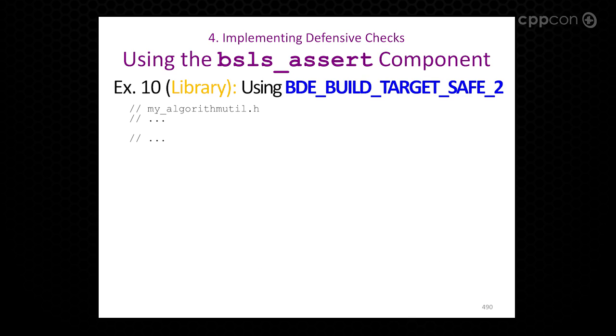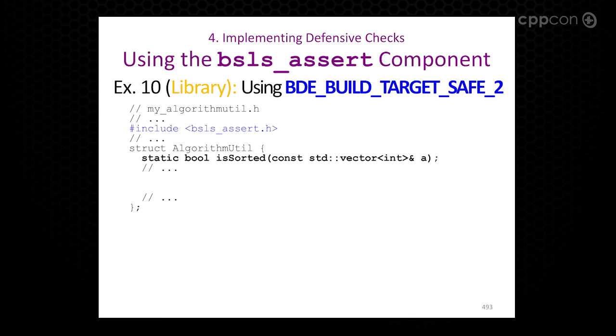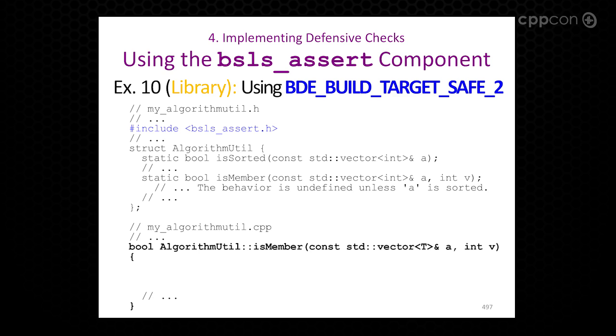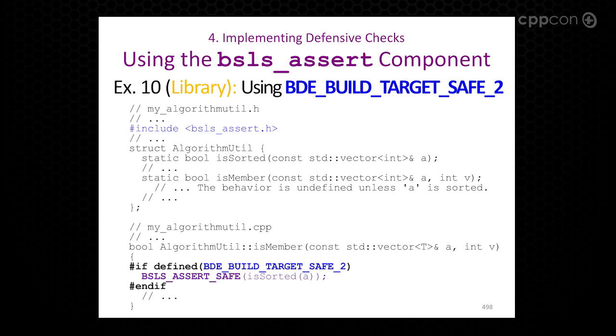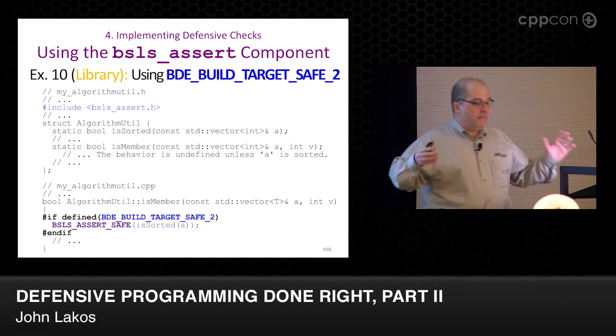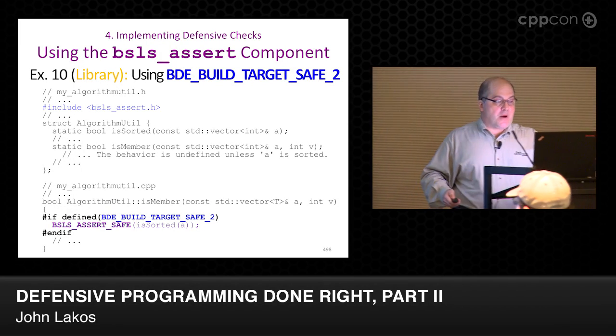All right, so here's how we would use BD build target safe 2. We have some algorithm, and we say is sorted, and we have is member. Is member is logarithmic, is sorted is obviously linear, and so the behavior is undefined unless A is sorted, and we put this in is member. We put in a BSLS assert safe nested within a check for whether we are in a BSLS build target safe 2 mode. Again, trying to make sure that we don't get any surprises.